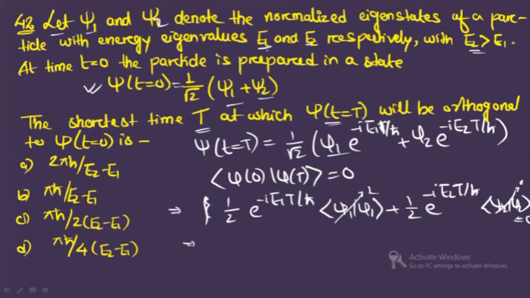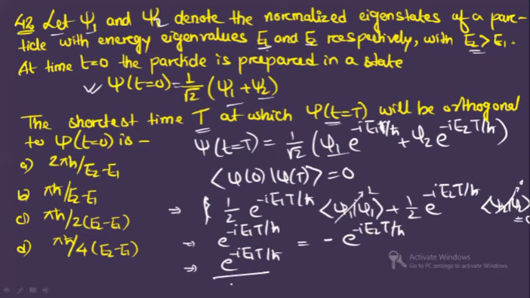So from here, if you take half common, that will also go to the right hand side and it will be 0. So finally you will have e to the power minus i E1 capital T by h cut equals minus, taking this term to the other side, e to the power minus i E2 capital T by h cut, right? When you bring this term to the left hand side, you will have e to the power minus i E1 T by h cut divided by e to the power minus i E2 capital T divided by h cut equals minus 1, right?